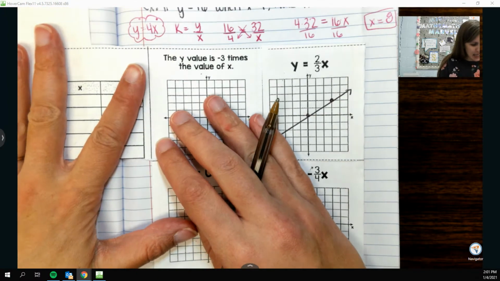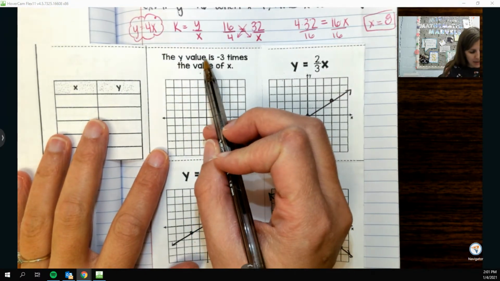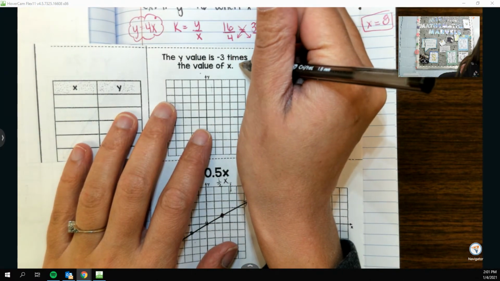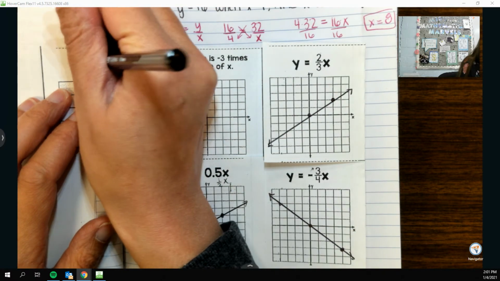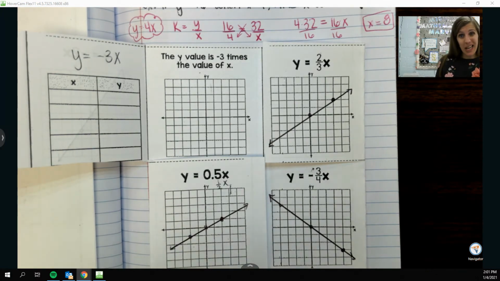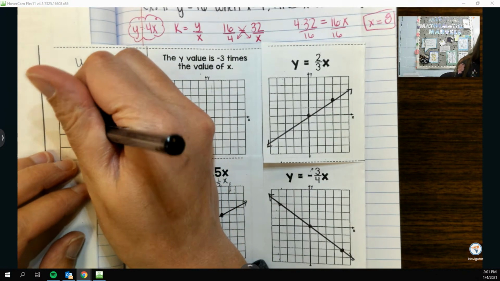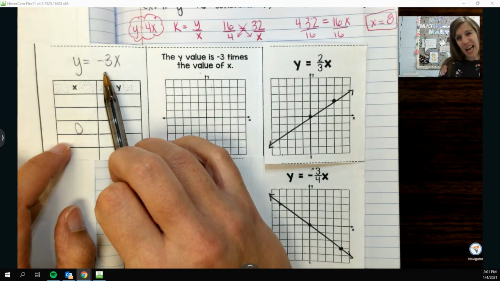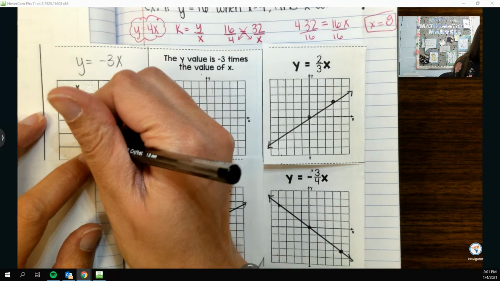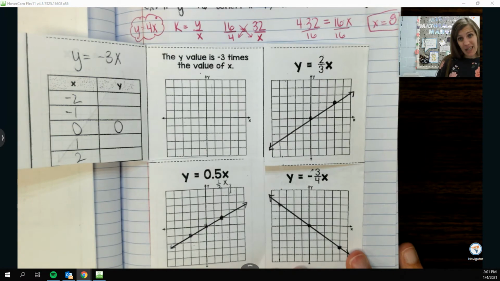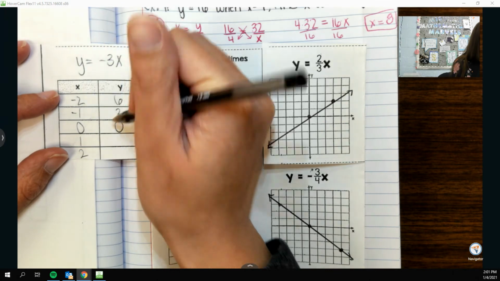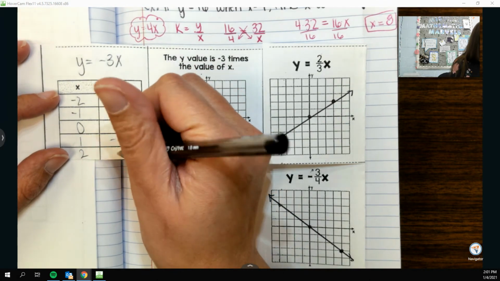Now, if we try a couple of these in here, the y value is negative 3 times the value of x. So the y value is negative 3 times the value of x. Oh, so that's telling me my equation has to be y equals negative 3x. So I could go and make a table where I know 0, 0 is a spot. And because it's not a fraction, I can pick any x's I want. So I'm going to pick some negative x's, negative 1, negative 2, and some positive x's. And really, we're just timesing by negative 3. So negative 2 times negative 3 is 6, 3, 0, negative 3, negative 6.